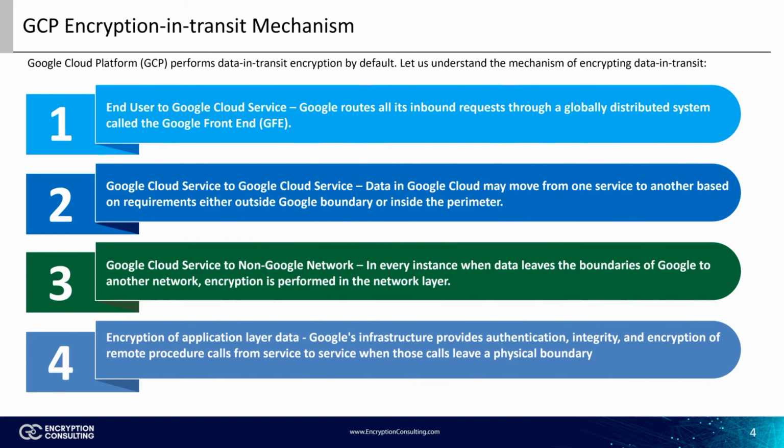When the application layer data is encrypted, Google's infrastructure provides authentication, integrity, and encryption of remote procedure calls, or RPCs, from service to service when those calls leave a physical boundary controlled by Google. Just like before, this also has a handshake protocol, and data is encrypted using AES-128.